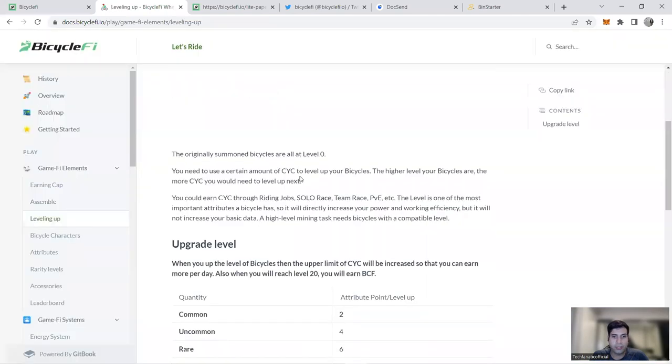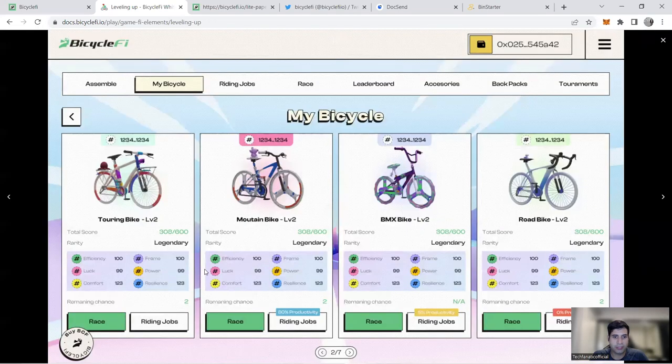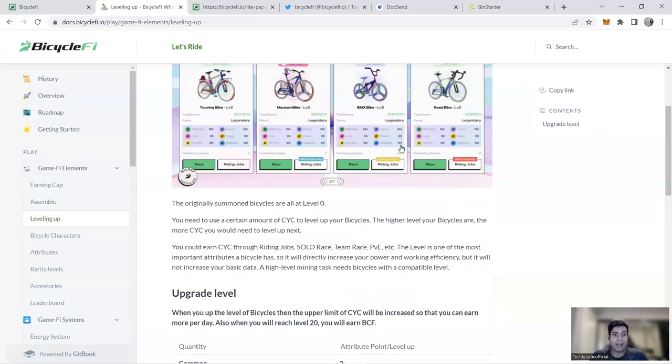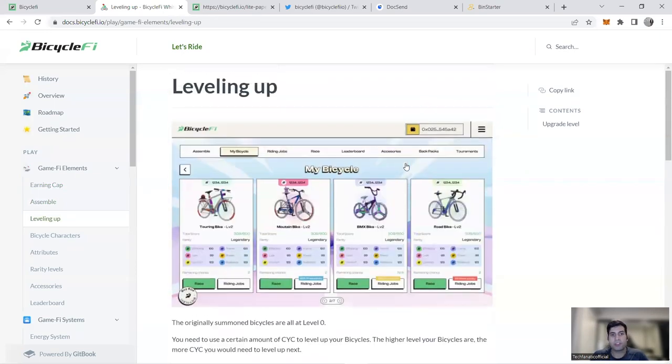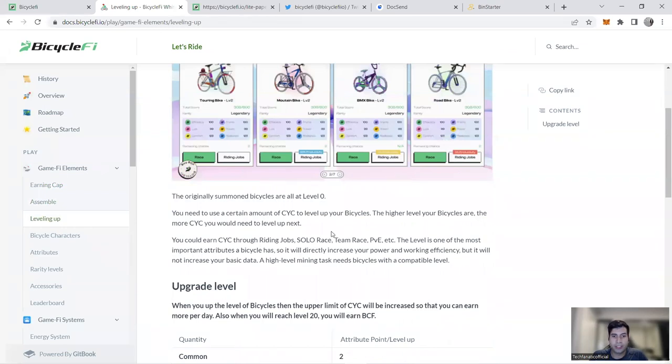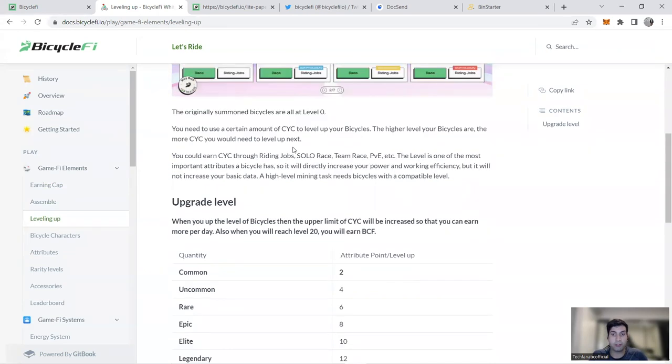You have the leveling up for these. So when you're joining, you have the base level or level zero. And as you go up, you need the CYC token, which is the in-game token, to increase your level for the game and improve your skill sets for this game. And the higher the bicycle level you have, the more CYC token you need for it. So you can earn this using riding jobs, you can do solo racing, you can do team racing, you can do player versus environment. And increasing your level is the most important component that you need to think about, because it impacts your power and efficiency of the level of work that you are putting in. And you have to do a high level mining task to have compatibility for your bicycle, basically.